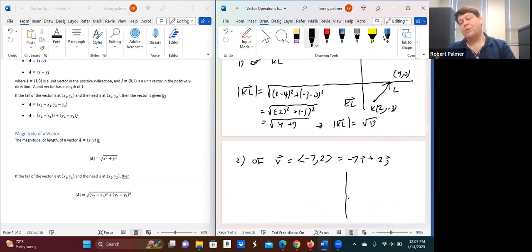Think about this. This time, we're saying it starts at the origin, with its tail at the origin, and then from negative 7, 2 is about right here. So it points in this direction.